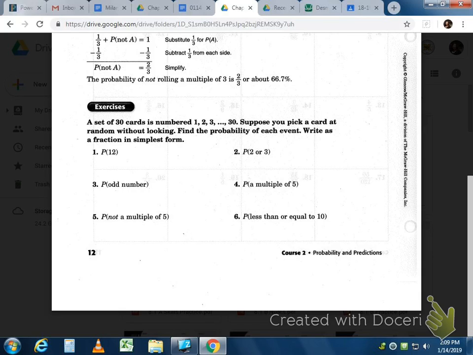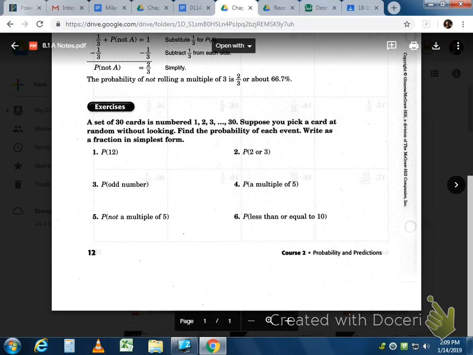So what's the probability of number 1, drawing a 12? How many 12s are there when you number 1 to 30? 1. 1 twelve out of how many altogether? 30. Probability is 1/30. What about a 2 or a 3? How many 2s are in the deck? 1. How many 3s are in the deck? So how many of 2 or 3? There are 2 of them out of 30. Does that reduce? 1/15. 1 out of 15.